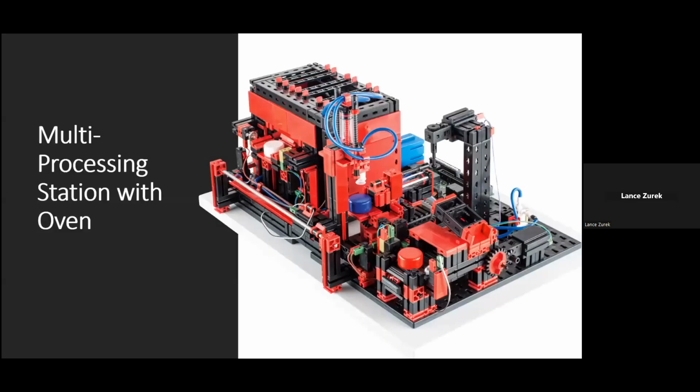There is, in this case, a limited edition 9-volt version which is available, which does, again, come pre-wired to a pre-programmed robotics TXT controller, and that one would require one of those 120-volt power adapters I mentioned before. Next model we're looking at is the multi-processing station with oven simulation.